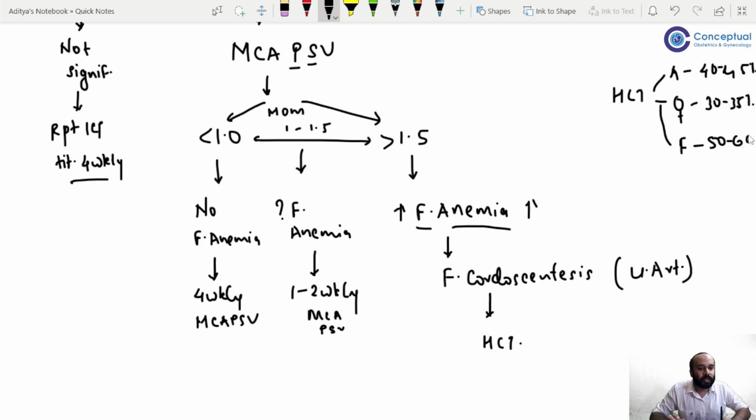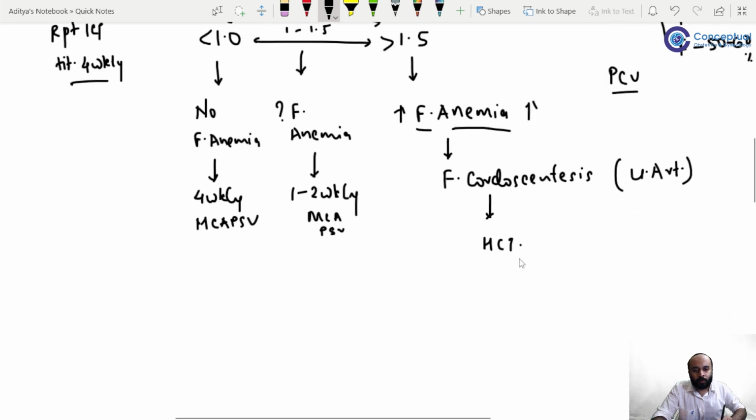What is hematocrit? Hematocrit is basically the proportion of RBCs, the cells present in blood. That is the simplest definition of hematocrit. In a few reports, they also write hematocrit as packed cell volume, PCV. So I'm going to check the fetal hematocrit from the cord blood sample that I have drawn. The normal value, as we have already studied, has to be between 50 to 60.